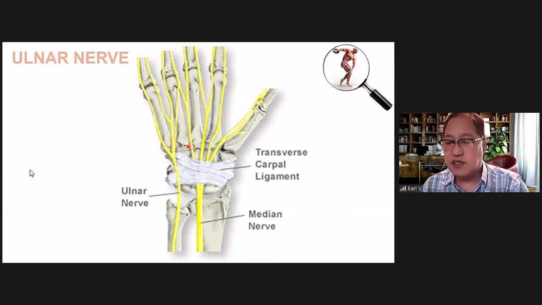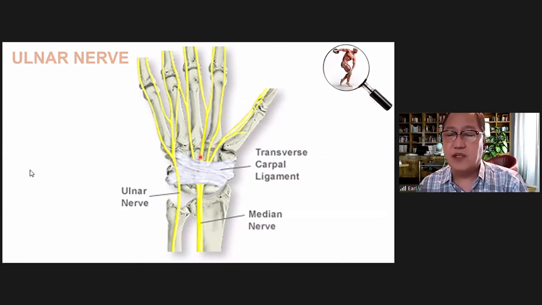Its sensory supply is 1.5 fingers, medially. The pinky, when it's ulnar nerve: the whole fifth finger and half of the fourth digit. So that's 1.5. That is the supply of the ulnar nerve when it comes to sensory. So it supplies the hypothenar muscles. It supplies all the interossei. It supplies the third and fourth lumbrical muscles.